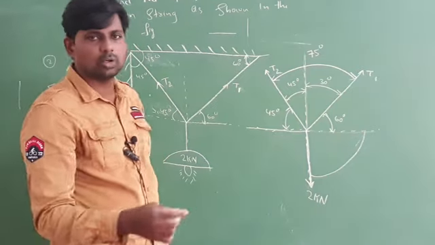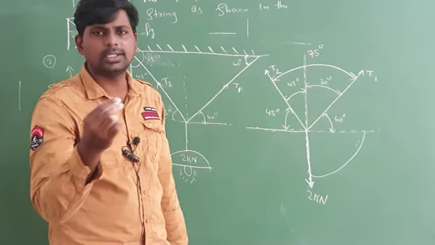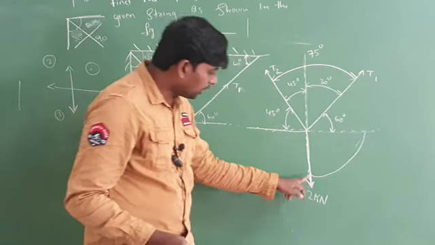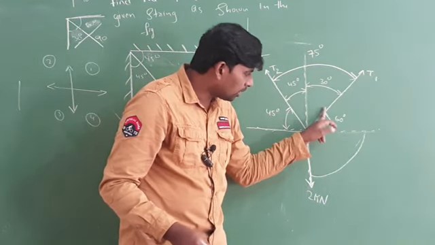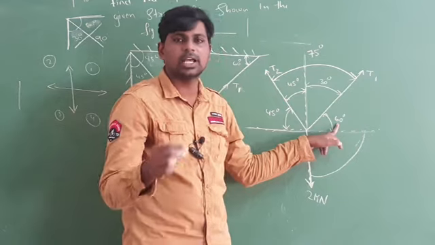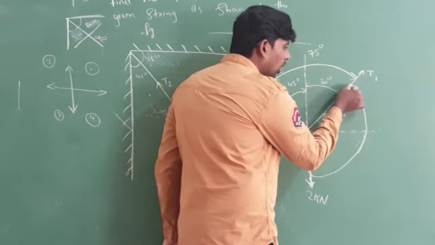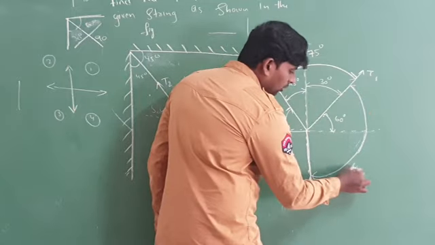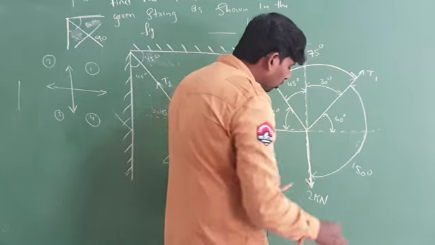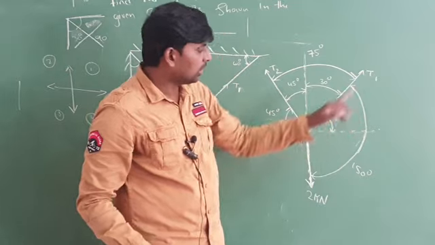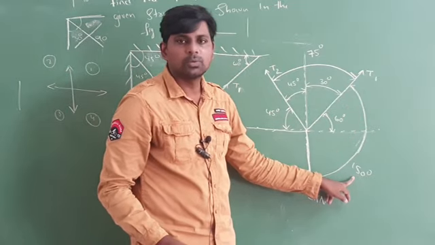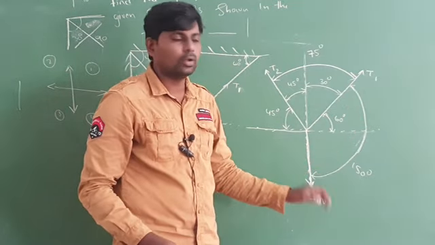I already explained the quadrant system. In the quadrant system it is 90, 90, 90, 90. From here to here you know it is 90, but here the remaining one is equal to 60. 90 plus 60, how much is it? 150. From here to here it is 150. So you can write, between these two forces, 2 kilonewton and T1, the angle is 150.